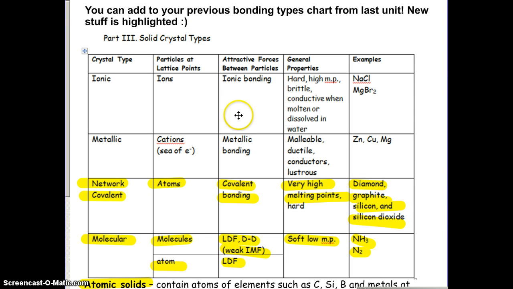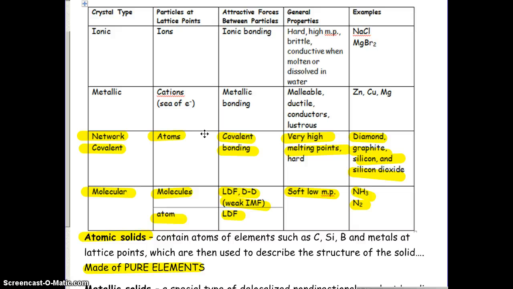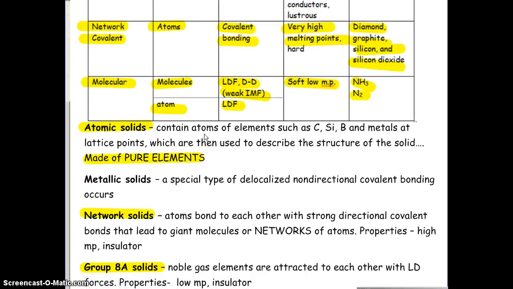This chart you've already done the majority of. You already have all the properties and examples indicated. I recommend you just write down or fill out the part with network covalent and molecular solids in addition to the stuff below the chart. So I'm going to scroll up until I see just the stuff I want to see here.